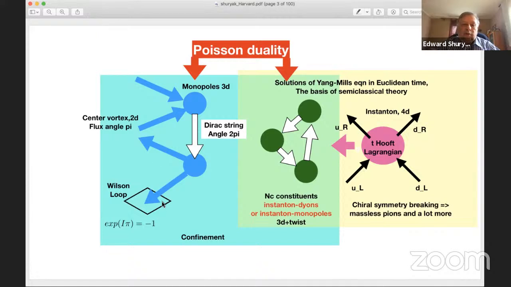So if you have enough of them, you have the Wilson criterion for confinement, namely that the average of the Wilson loop decays as the exponential of the area of the loop. Now, when two of these objects combine together and the total phase becomes 2 pi, rather than pi, that is called a Dirac string. The objects which are connected by a Dirac string are magnetic monopoles.